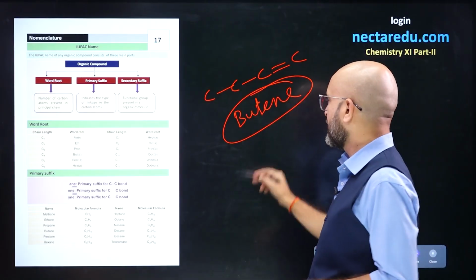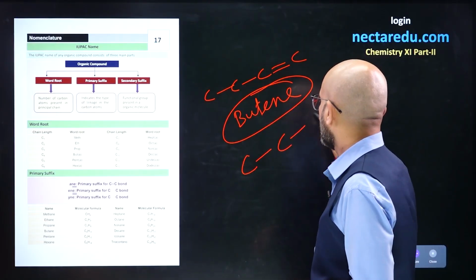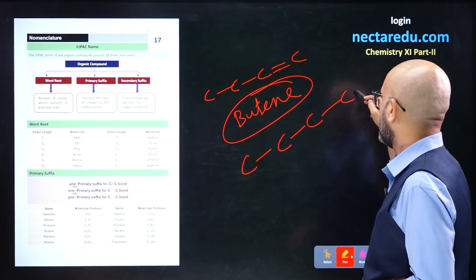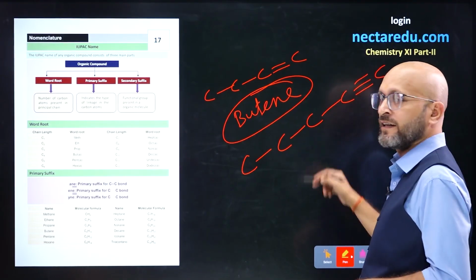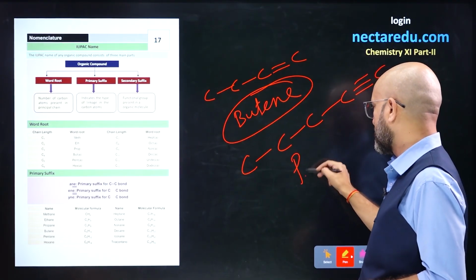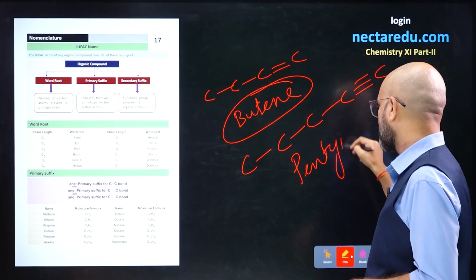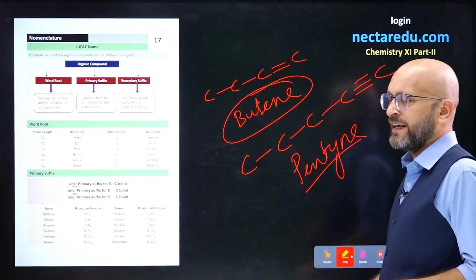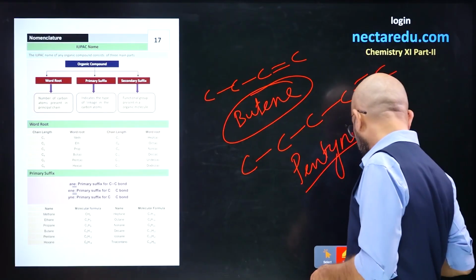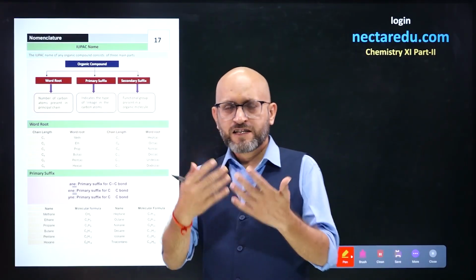Alright. Similarly, if we have, let us say, 5 carbon atoms and we have a triple bond, the root word is pent and the primary suffix is ine. So the name is pentine. Similarly, we will have many more as we move ahead.